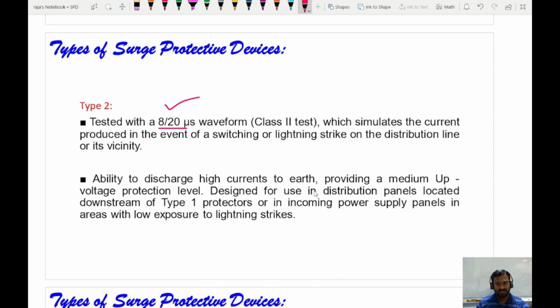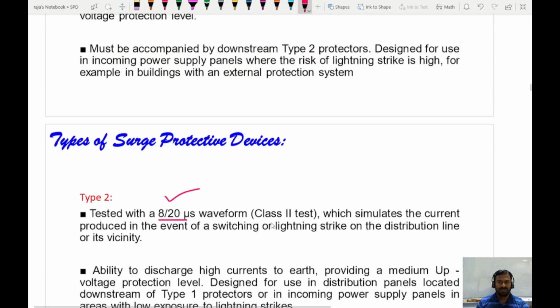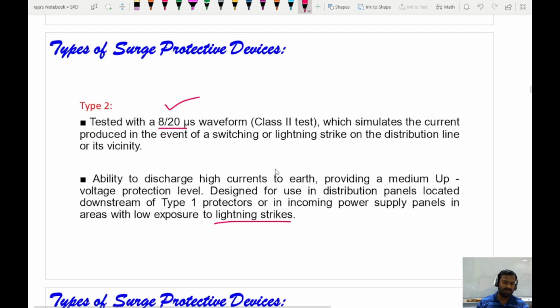They have the ability to discharge high current to earth and provide a medium voltage protection level, designed for use in distribution panels located downstream of type 1 protectors, or incoming power supply panels in areas with low exposure to lightning strikes. So the type 1 is used mainly where there is a possibility of getting a lightning strike, and in conjunction with that we have the second type, the type 2 protective devices also. Here the waveform could be 8/20 microseconds and the voltages will not be very high. It is a medium voltage protection level.